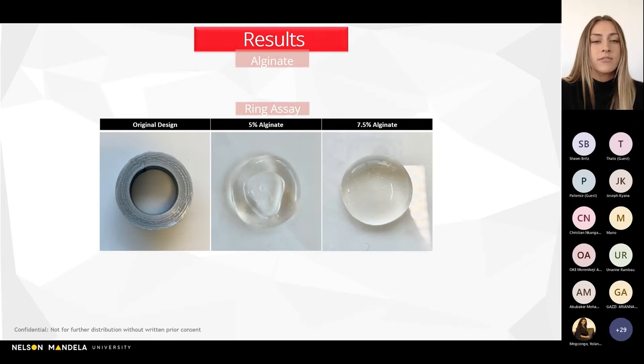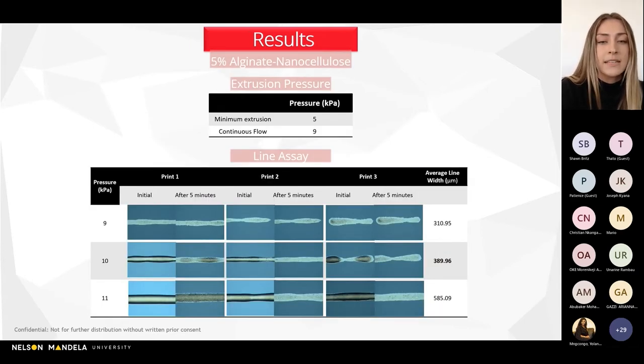It was hoped that the stiffness of nanocellulose would improve line uniformity and shape fidelity when blended with alginate. Therefore, for this blend, after establishing the pressure required to achieve continuous flow, the line assay was conducted at this pressure and then higher pressures to examine which prints the best line. The lines were not consistent at 9 kilopascals, and we can see the gaps in prints 2 and 3. 10 kilopascals printed lines with widths closest to 410 micrometers.